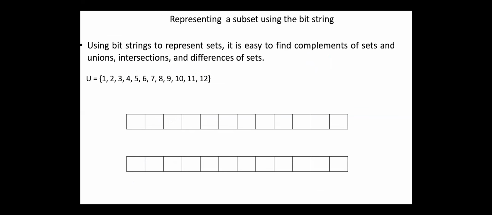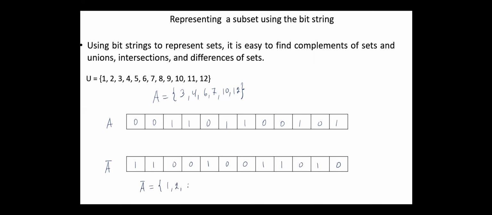Again, consider that we have the same U as the universal set, and the set A equals 3, 4, 6, 7, 10, and 12. This set can be represented as follows: 0, 0, 1, 1, 0, 1, 1, 8 is not there, 9 is not there, 10, 11, 12 is there. To find the complement of set A, we just have to complement each bit in the bit string. So here we'll have 1, 1, 0, 0, 1, 0, 0, 1, 1, 0, 1, 0. This is the complement of A, which is really the set 1, 2, 5, 8, 9, and 11.